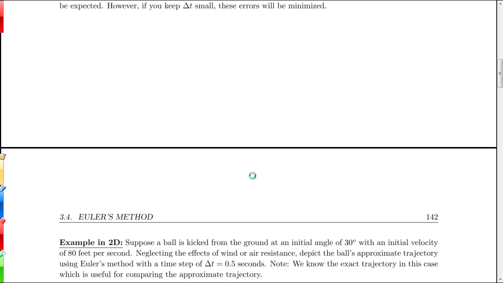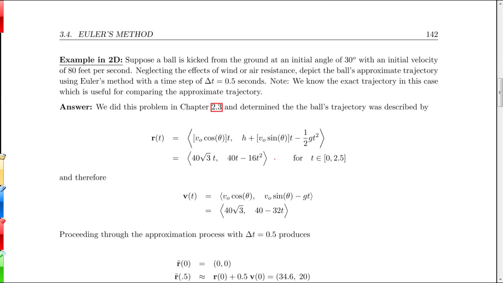All right, so let's go on to the next page. We'll do our example in 2D. We're going to do the example we actually did in chapter 3.3. We have a ball that's kicked with an angle of elevation of 30 degrees, just in 2D, and an initial velocity of 80 feet per second. We're going to try to track this ball through 2D. We're going to use time steps of 0.5 seconds.